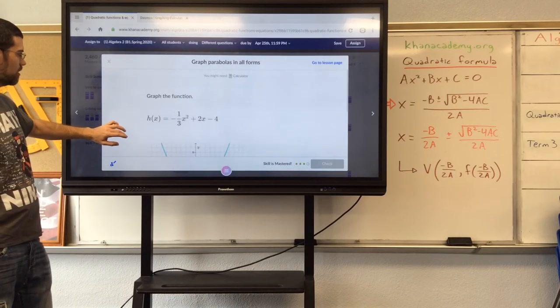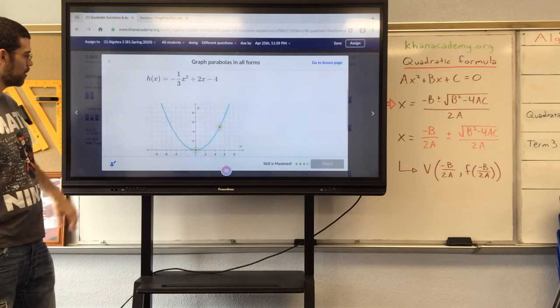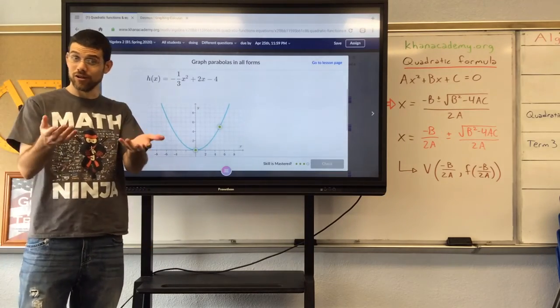Graph this function. It is in standard form. We did one like that, so I'll leave this one to you.